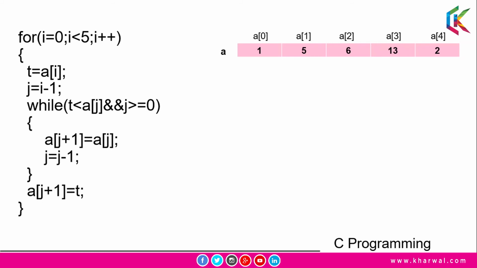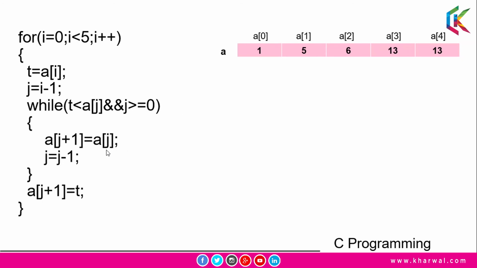So both conditions are true. So a of 3 will be assigned to a of 4. So 13 will be assigned to a of 4 like this. And then j will be decremented by 1. So the value of j will be 2. And then it will check this condition. Now 2 less than a of 2, and the value at a of 2 is 6. So this condition is true, and 2 greater than equals to 0. This condition is also true.